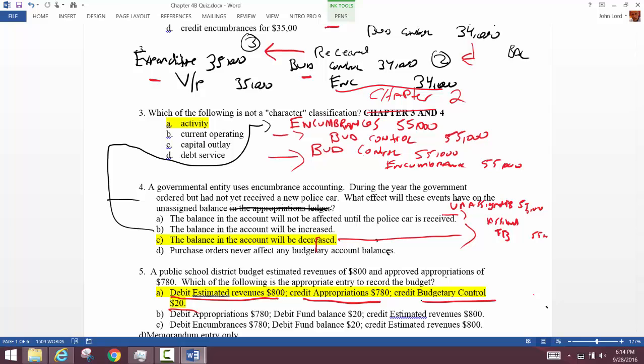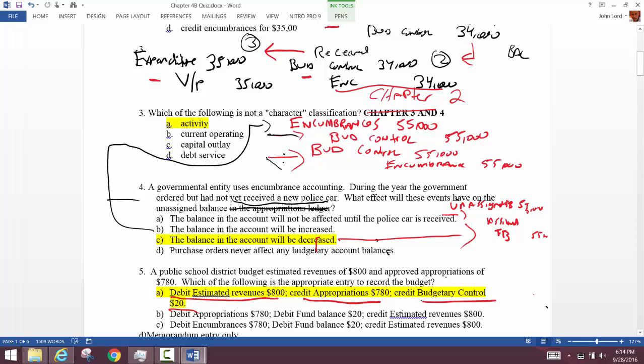Now, what I'm showing you here is the whole set of journal entries, and I'm assuming that we're purchasing this police car for $55,000. When we order it, we debit the encumbrances $55,000, we credit budgetary control, right? I'm just assuming that we're going to pay $55,000 for that. When it comes in, we debit budgetary control. Oh, it didn't come in yet though, right? During the year we ordered it, but it had not yet been received.